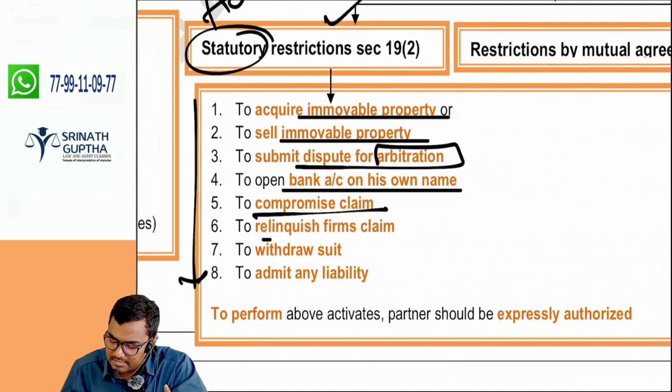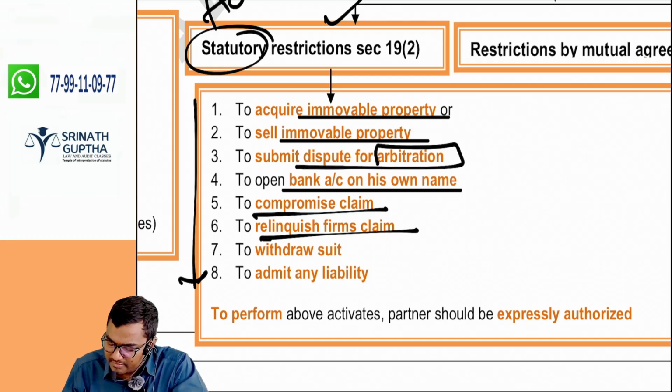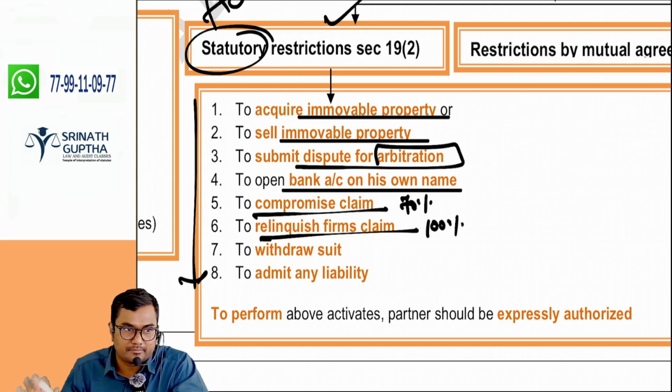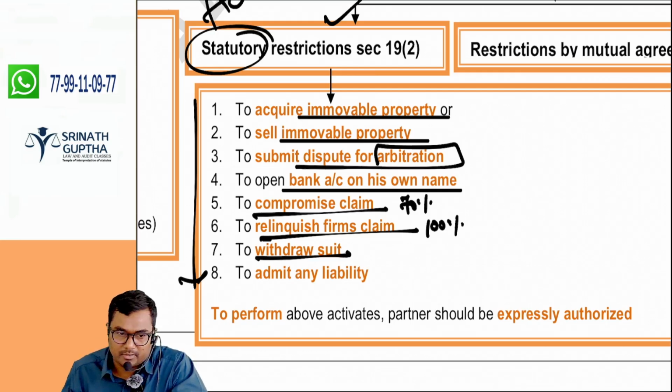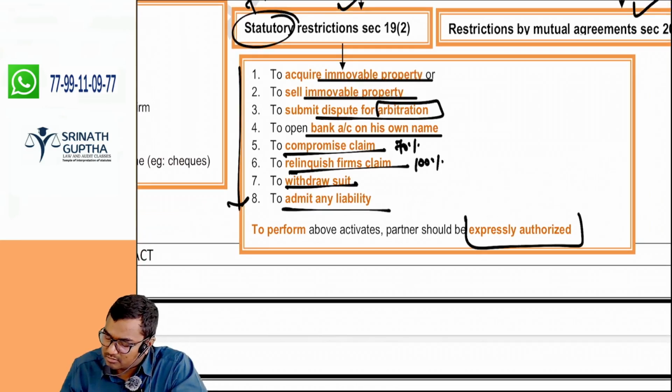To compromise the claim, that is, taking the lesser amount. Yes sir, no sir. And to relinquish the claim, here we will take 70% only from the customer. Here we will not take anything, 100% waiver. And to withdraw the suit filed by the firm, a partner cannot withdraw the suit filed by the firm without the consent of other partners. And accepting extra liability. So to perform all these activities, a partner should have the express authority by the partnership deed.